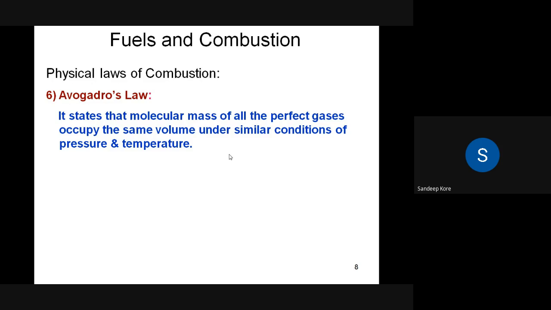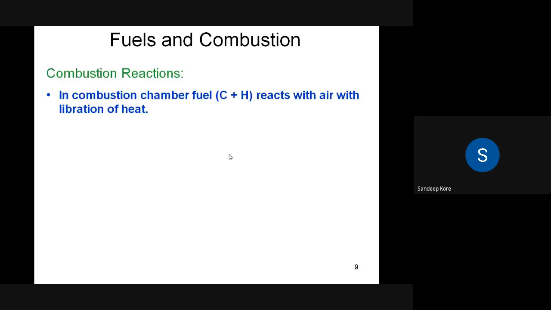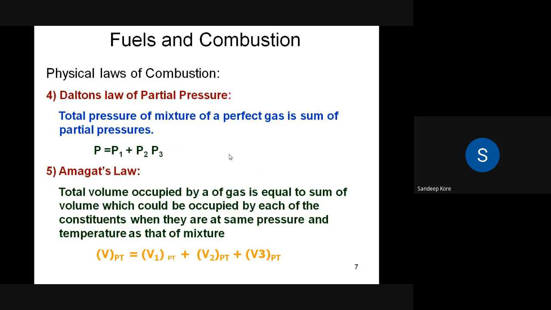Suppose the molecular weight is 44 for two constituents. So they are occupying the same amount of volume. If the molecular mass is the same, they can occupy the same volume. Suppose 44 is the molecular mass of two compounds. So they are going to occupy the same amount of volume. So this is about the different types of laws.